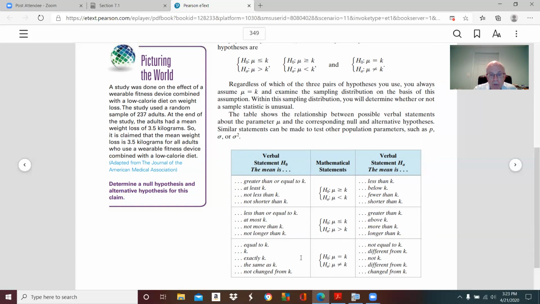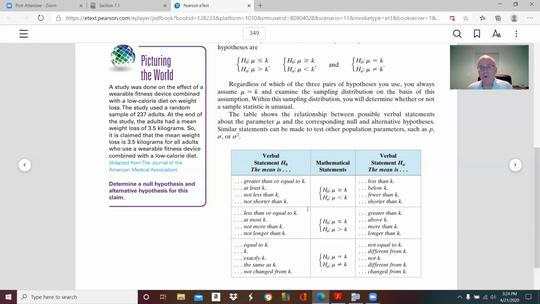There shouldn't be any confusion. The equal sign should be equal to. It could just give the number itself without saying equal to or greater than or less than, and you know that means equal to. They put the word exactly there, the same as, not changed from, all of those mean equal to. And then we have these phrases here, which all mean not equal to. So this is a very useful chart.